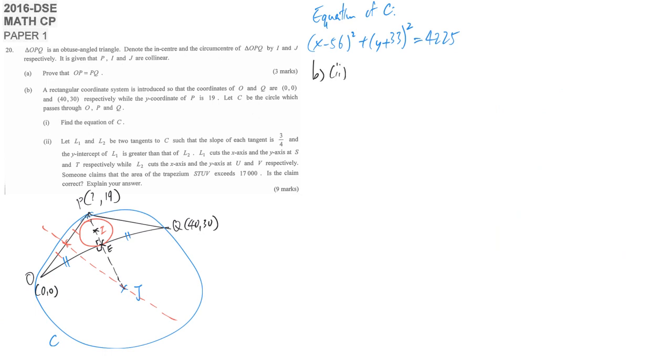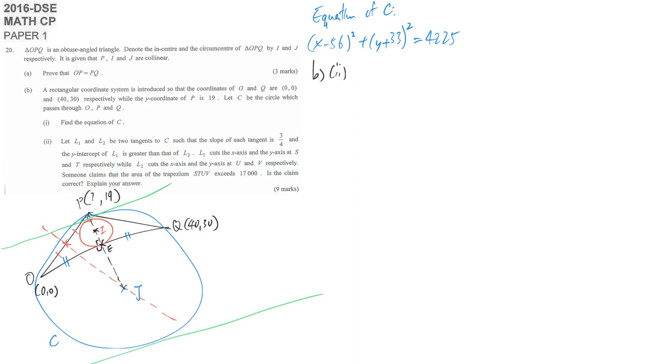In part B2, they say that there are 2 tangents to the circle such that the slope is 3 over 4. Be aware that the slope of OQ is also 3 over 4. So what they say is there are 2 lines which are parallel to OQ and both tangent to the circle. And then these 2 lines will cut the x-axis and y-axis at certain points.